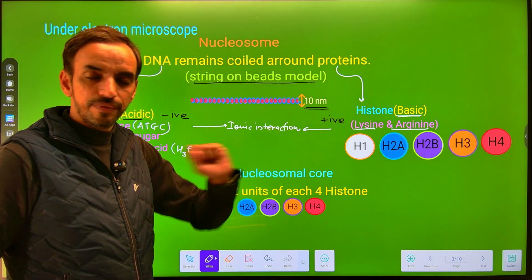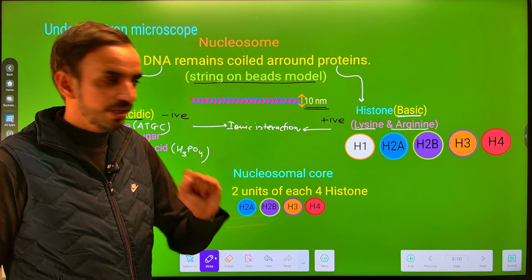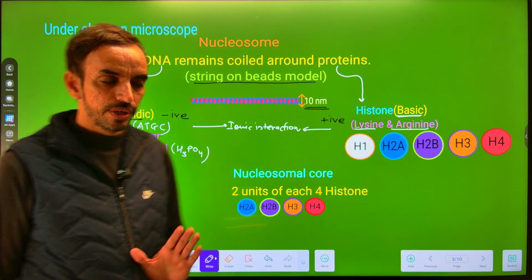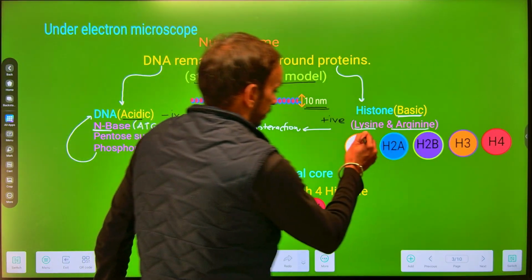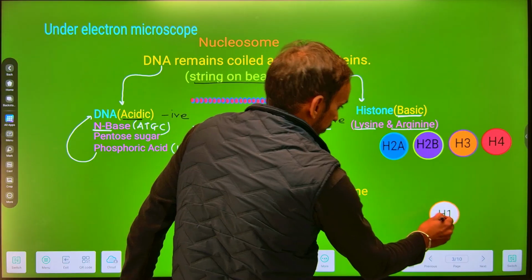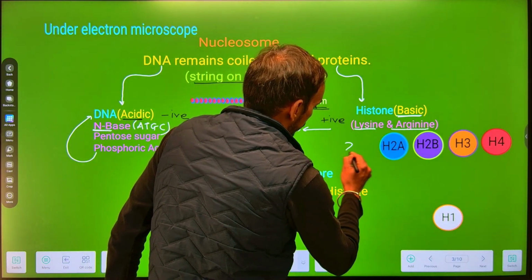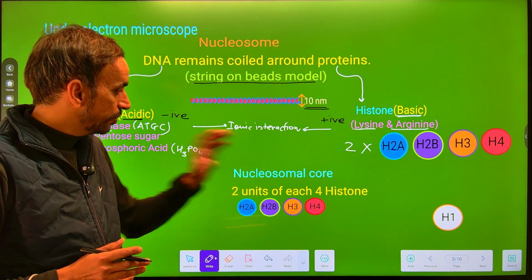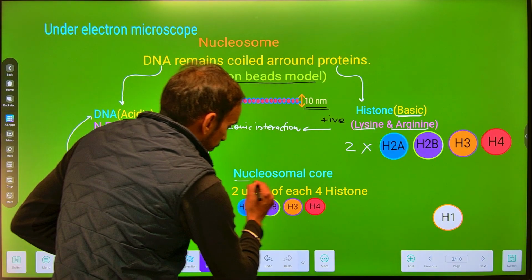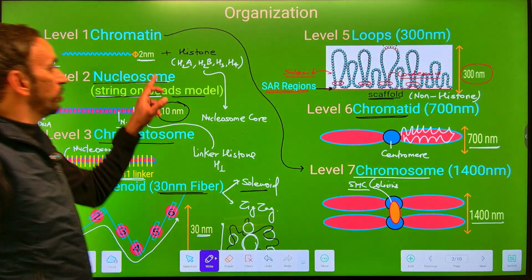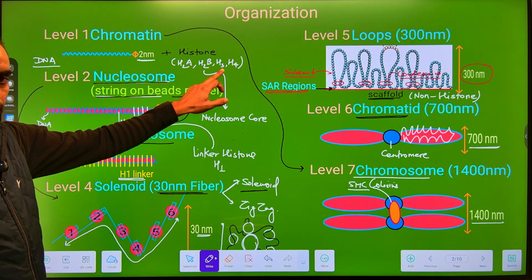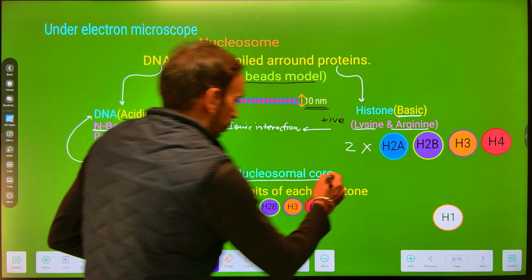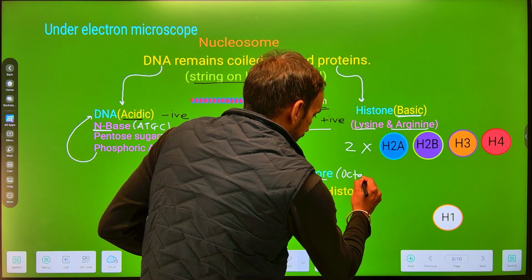Now we have 5 major types of histone in the form of H1, H2A, H2B, H3 and H4. Each of these 4 histones, or we can say 2 units of each of these 4 histones, that is H2A, H2B, H3 and H4, together form the structure called the nucleosomal core. As we said, what is the nucleosomal core made of? H2A, H2B, H3 and H4. How many units of these are there? 2. So we can say this nucleosomal core is an octamer.